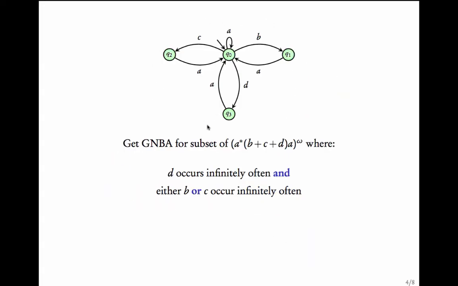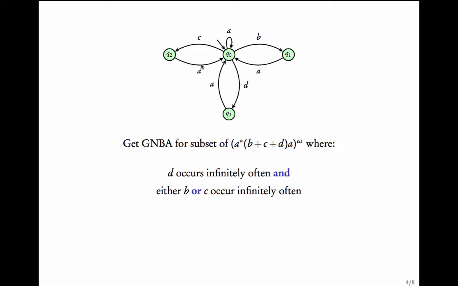Suppose this is the automaton structure. We just extended it from before. There is one more letter D. Now we want a generalized Büchi automaton for the subset of A star, (B plus C plus D), A, to the power omega, where D should occur infinitely often and either B or C occurs infinitely often. So a word is accepted if it contains infinitely often the letter D and one of either B or C occurs infinitely often.